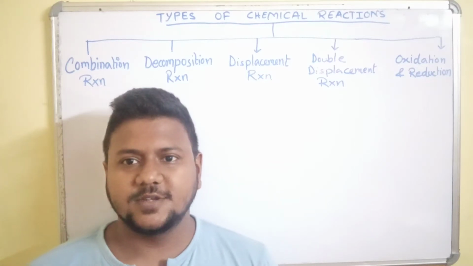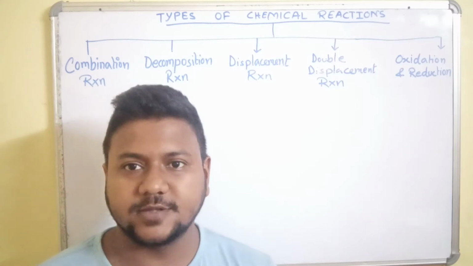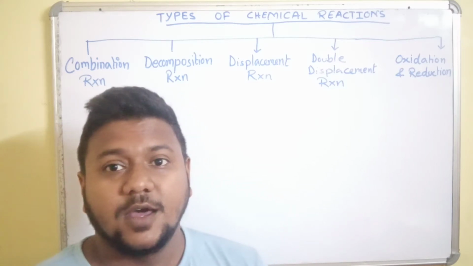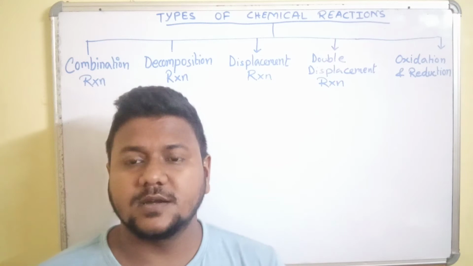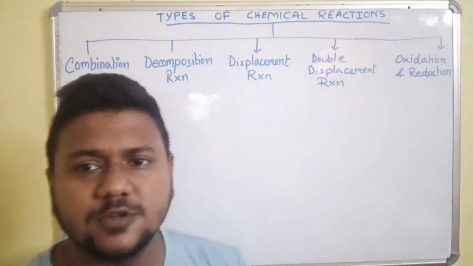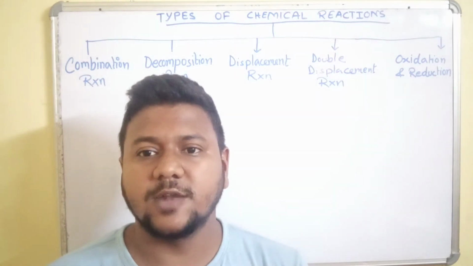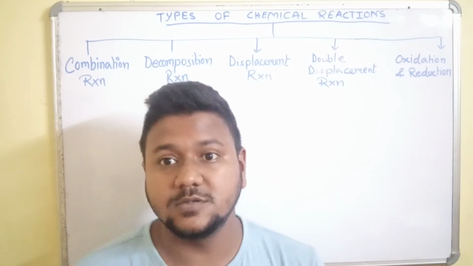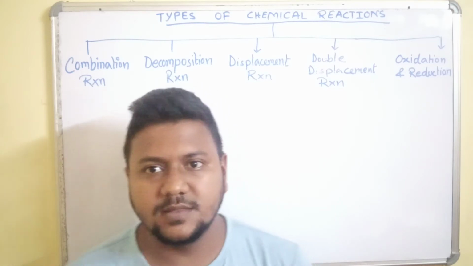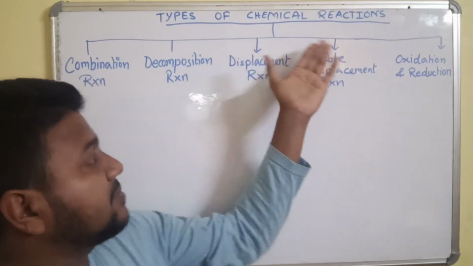Very good morning, students. Today we are going to do the third part of the first chapter, chemical reactions and equations. We have already completed the part where we dealt with characteristics of chemical reactions. We have also learned about chemical equations, the two types, chemical equation and word equation, and then we have learned how to balance them. In this part of the video, we are going to learn about the different types of chemical reactions.